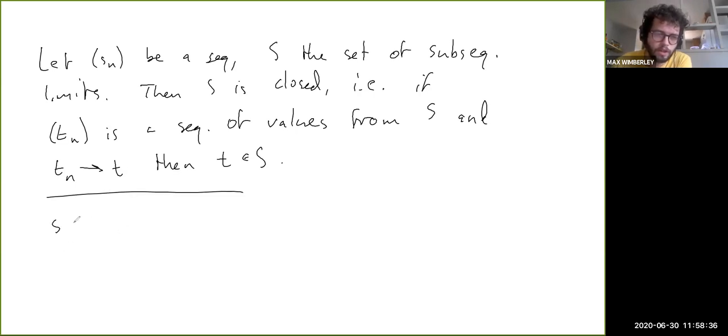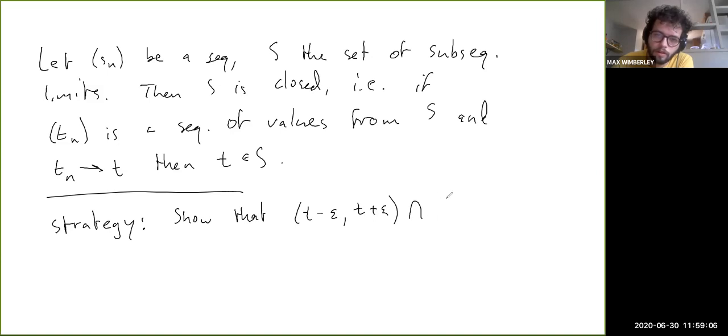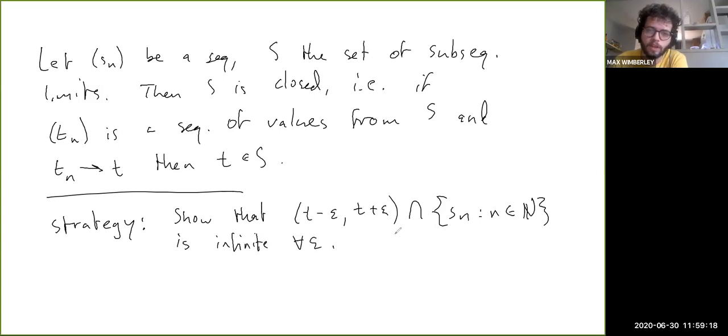And our strategy, remember, as I wrote it, was to show that the set of Sn, I think I wrote it like this, (T minus epsilon, T plus epsilon) intersect Sn, is infinite for all epsilon. This is actually wrong, right?